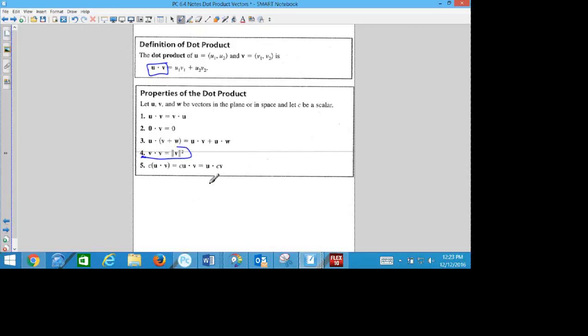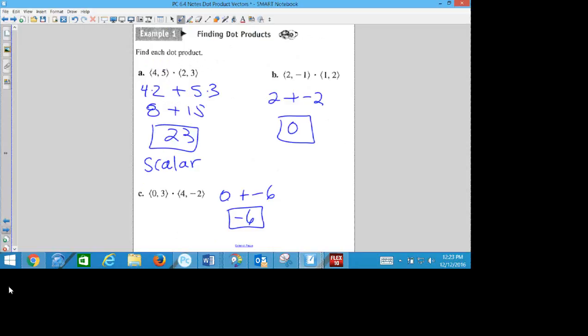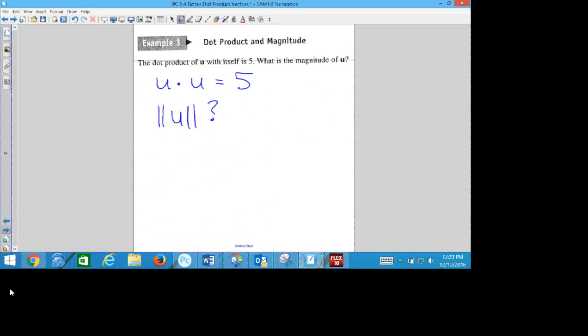This one right here says if we take a scalar and multiply by itself, that is the same thing as the magnitude squared. So the scalar multiplied by itself is the magnitude squared. So if I'm doing u times u and I get 5, this is the same thing as the magnitude squared. So how can I find the magnitude?